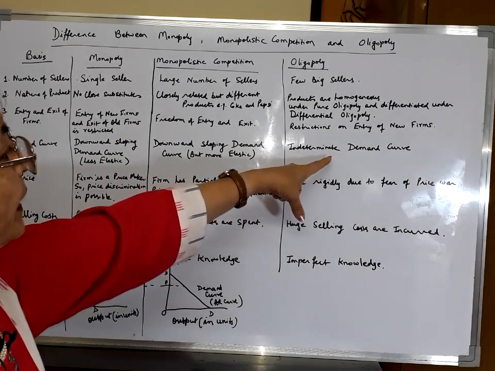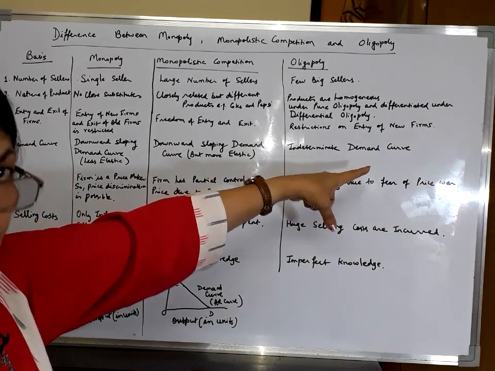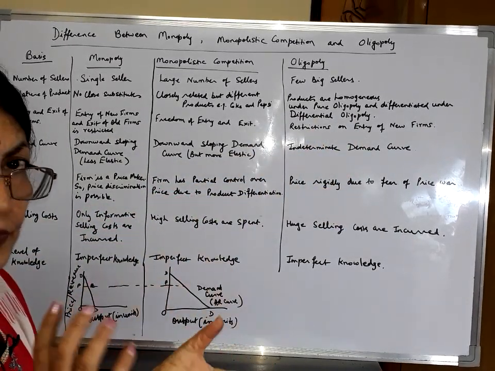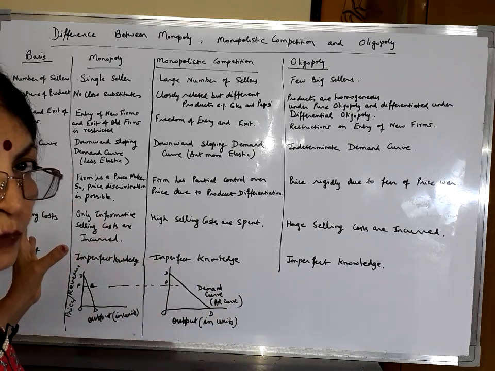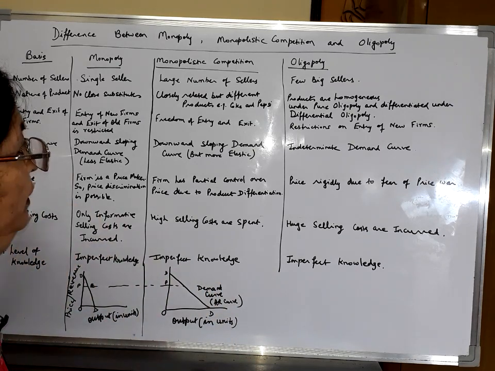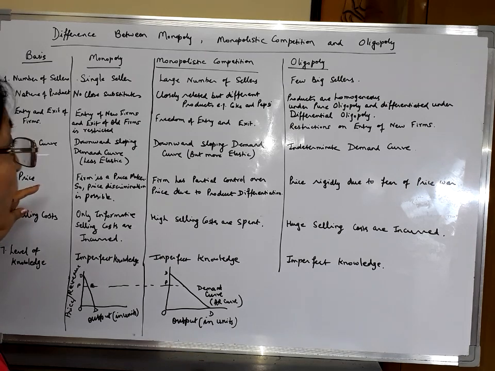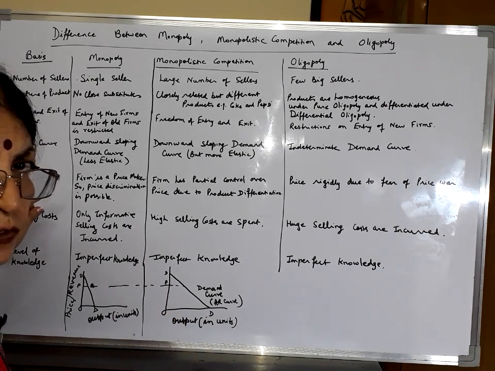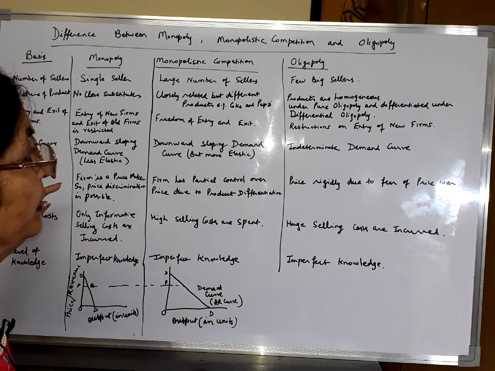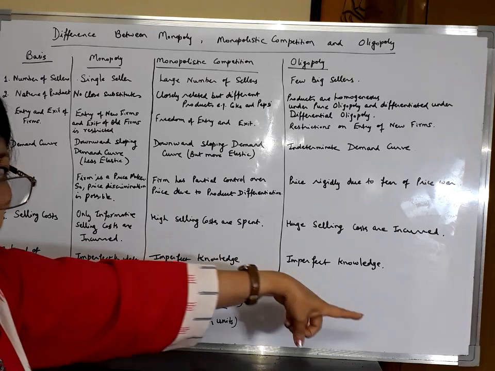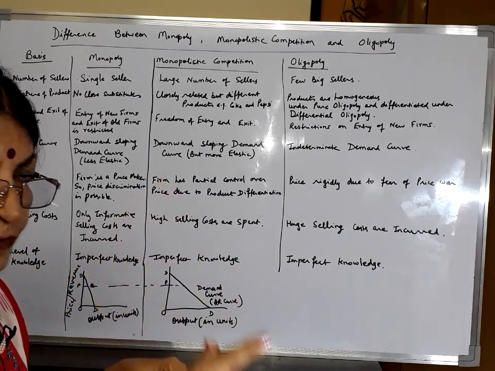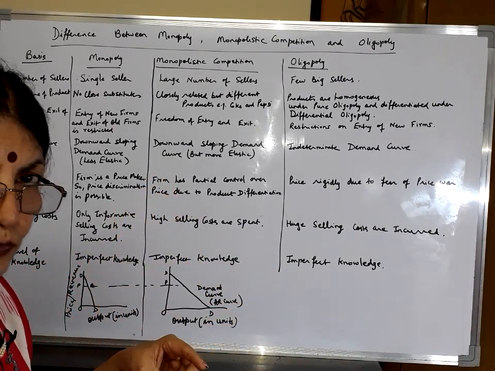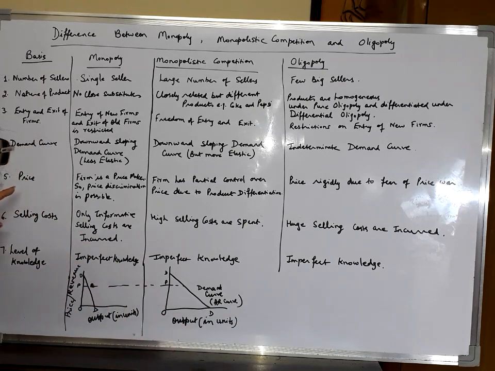Under oligopoly, it is an indeterminate demand curve, because there are few firms; they will decide on their own what quantity they would like to supply, and depending upon what demand it is, which keeps on varying from market to market, place to place. Therefore, the demand curve is indeterminate, and I have not shown it also because the demand curve may be downward at one point, more flat at another point.